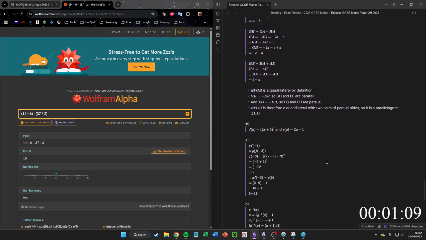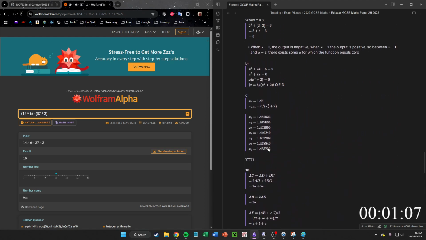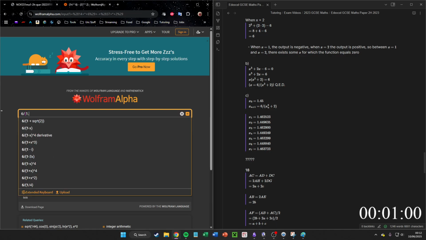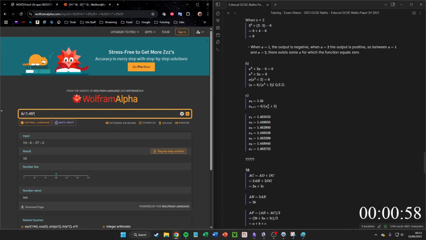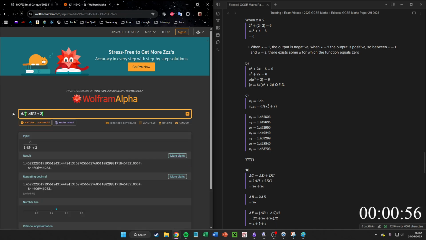Can we go back to the iteration question, wherever that was? This was divergent. Why was that? If I go 6 over 1.45 squared plus 2, it does give me that. I actually might have to dig out my scientific calculator and just spam it until I converge. I've got 47 seconds left on the clock.